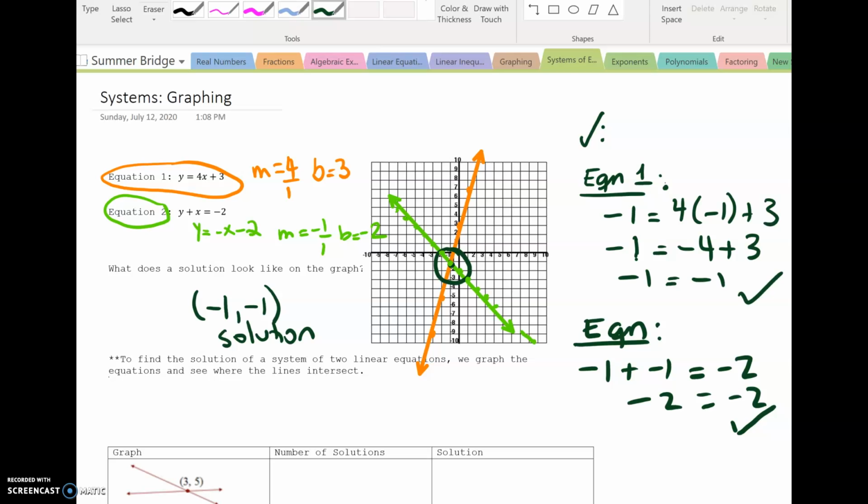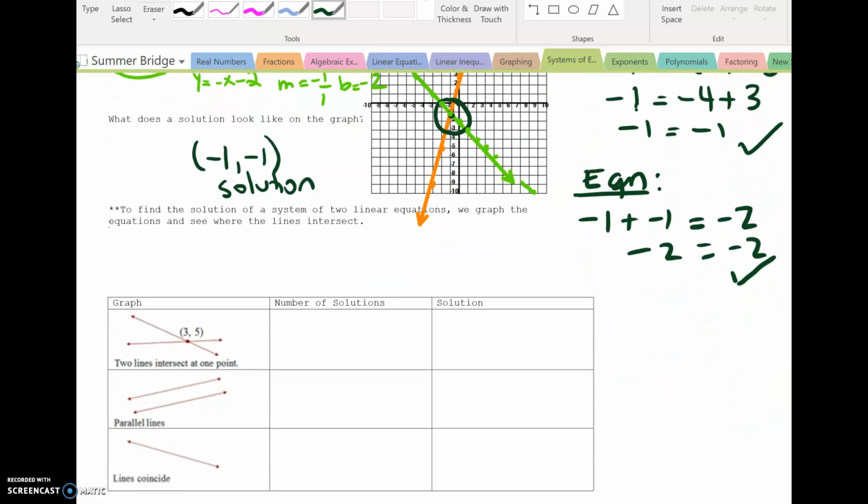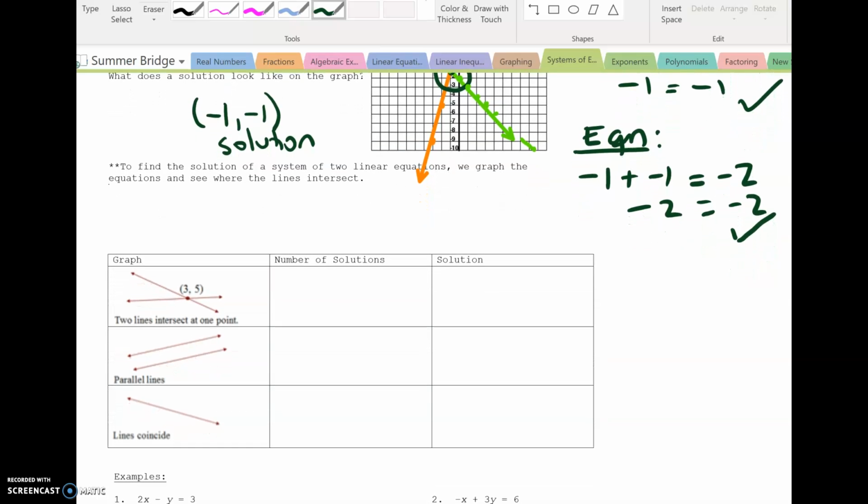Okay? So you want to find the intersection point when we graph the two lines. The first example that I had here is when the two lines intersect at one point. So the number of solutions you're going to have is 1, and your solution is going to be a point, meaning to say an ordered pair of x, y.